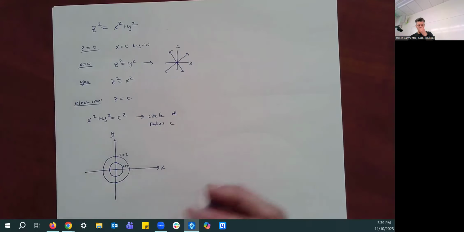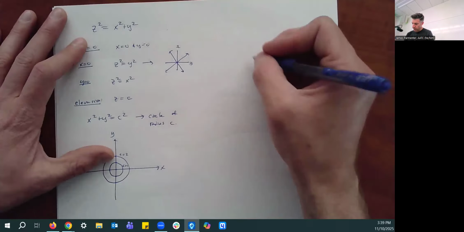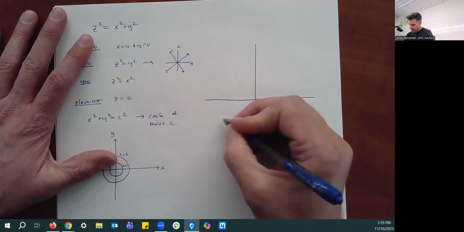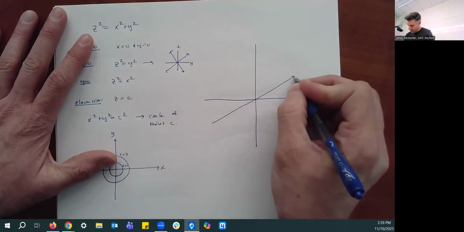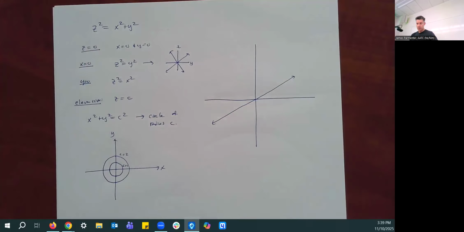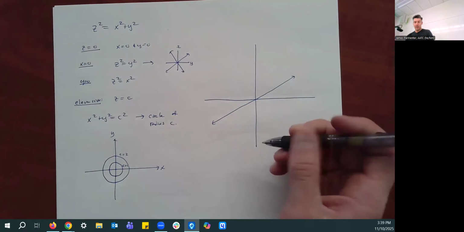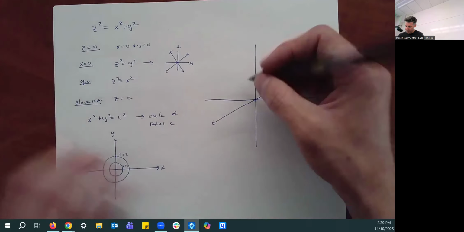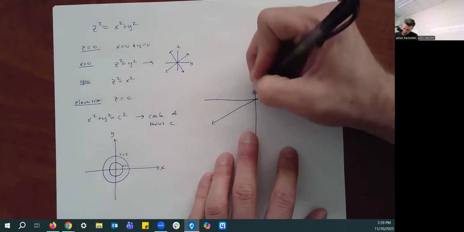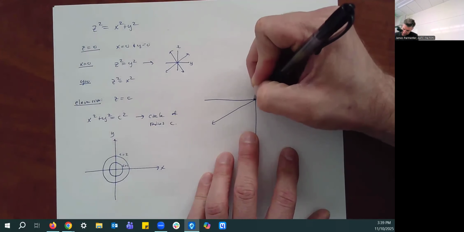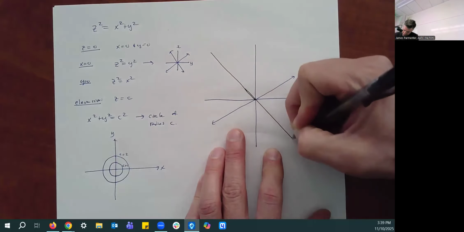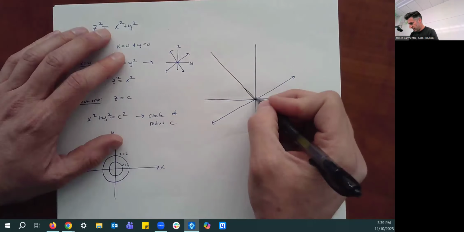So here, my graph looks like the following. Here are my level curves, or my traces, which are going to look kind of dumb for a second. So here's my z equals negative y, my z equals y traces. Can I draw this straight enough? And then, okay, good job.